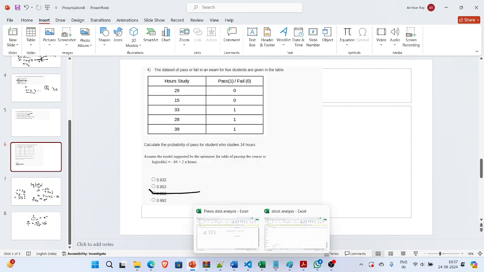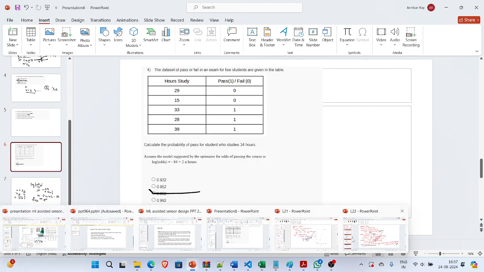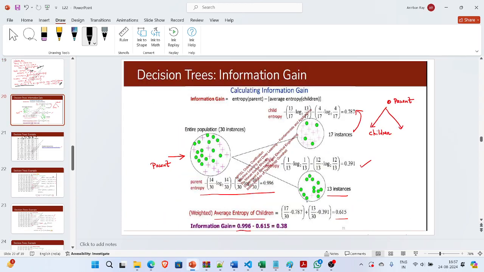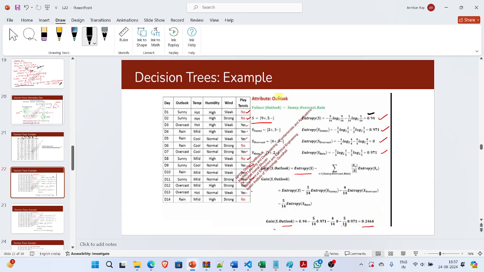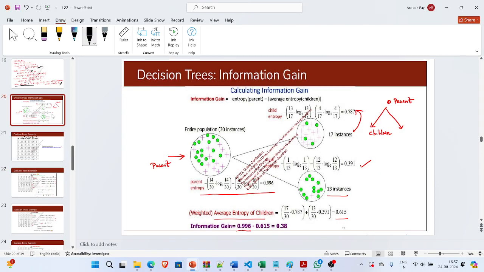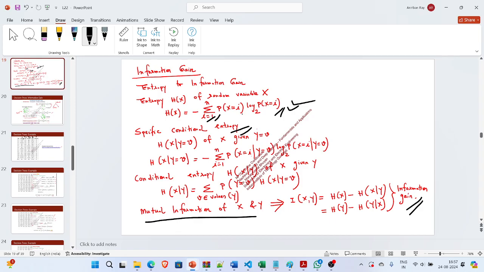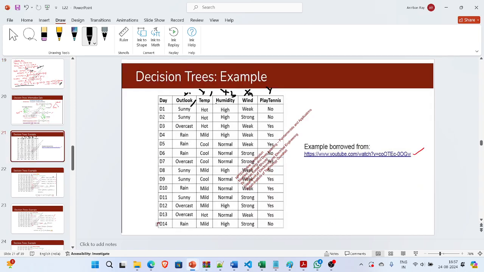So what I mean to say is, in this calculation, for every value, like sunny, x is equal to i. What does this mean? x is x1, so x1 is sunny. So for sunny, what is the probability?